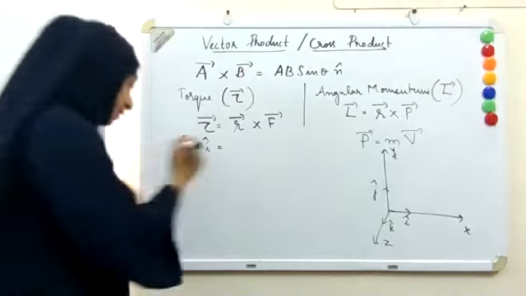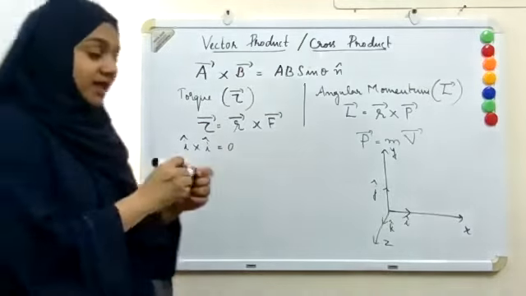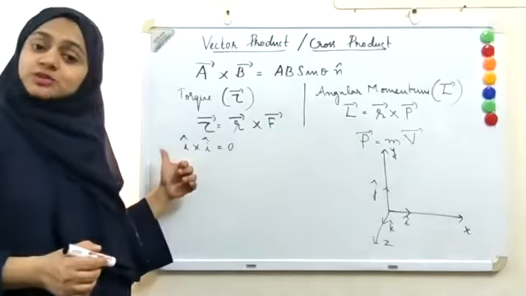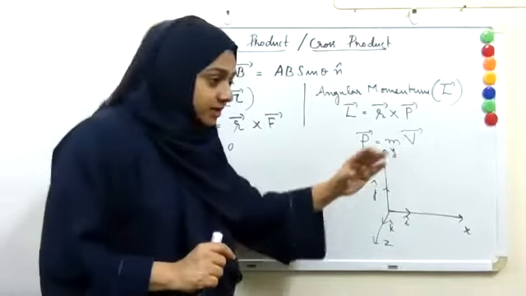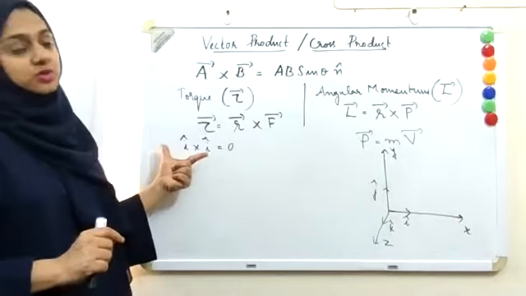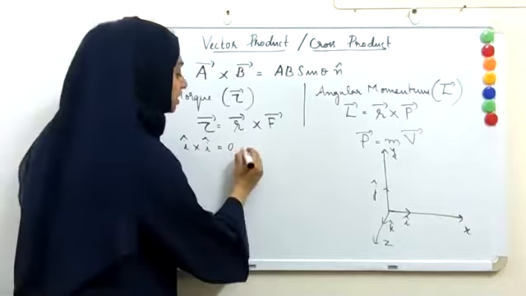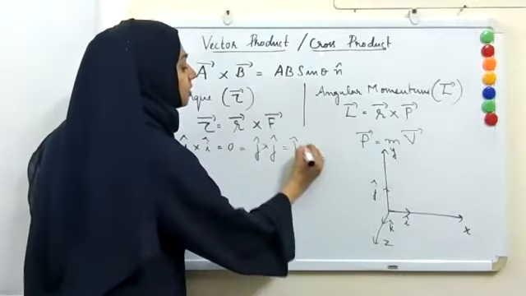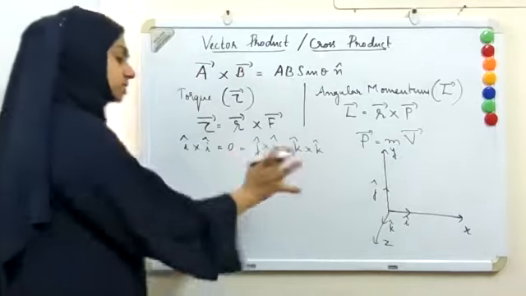0. Why? i and i are in the same direction, parallel vectors. So the cross product will be 0. i and i, the angle between them is 0. Sine 0 is 0. So this is equal to 0. So is the case with j cross j will be 0 and k cross k will be equal to 0.